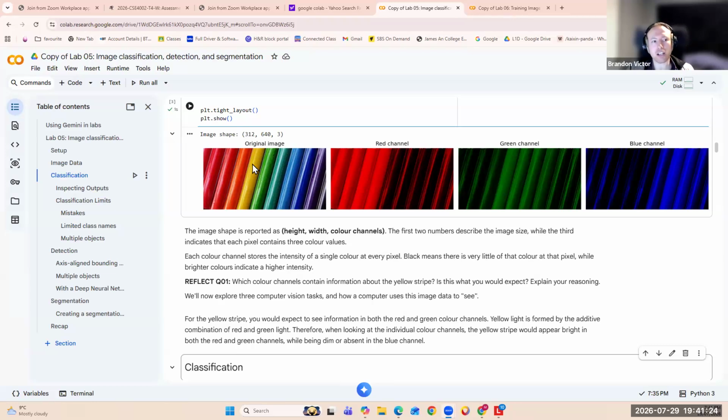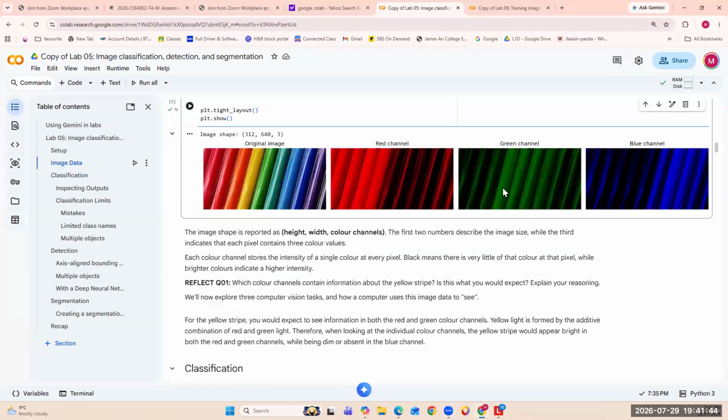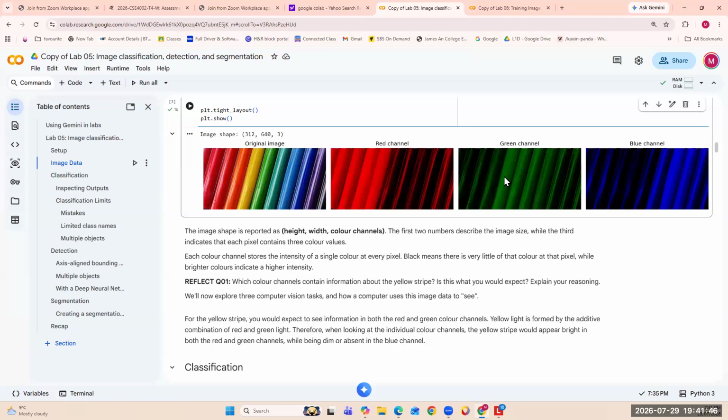Now let's look at the color channels. So let's look at the red color channel. For the fourth crayon, is it bright or dim? Yeah, it's bright. Okay, so for the red channel, it's bright. Now look at the green channel. The fourth crayon. Is it bright or dim? Bright. Okay, so it's bright in the green.